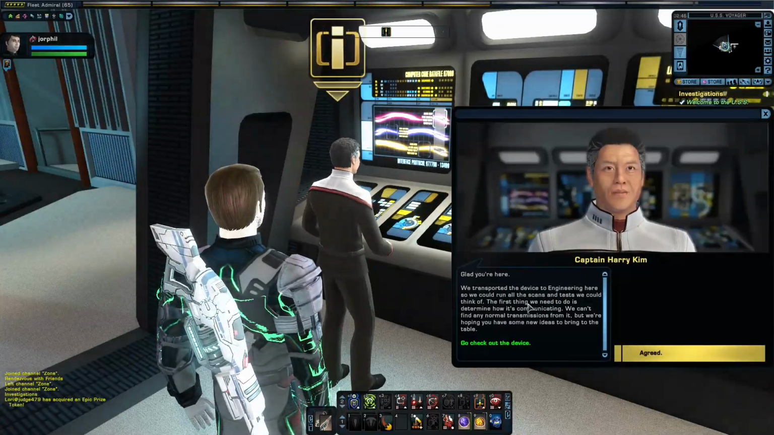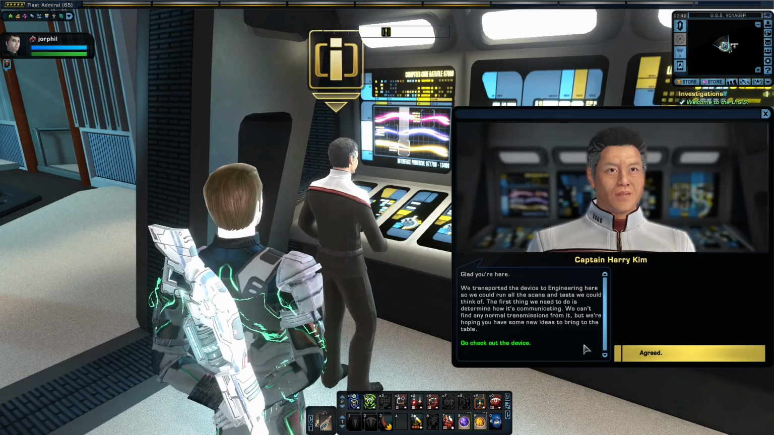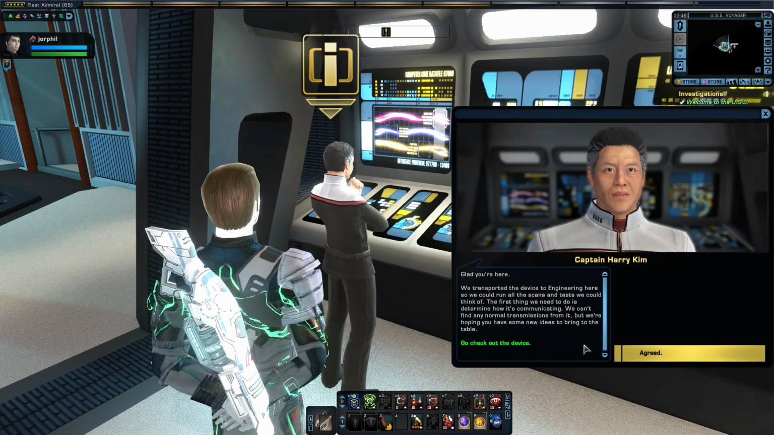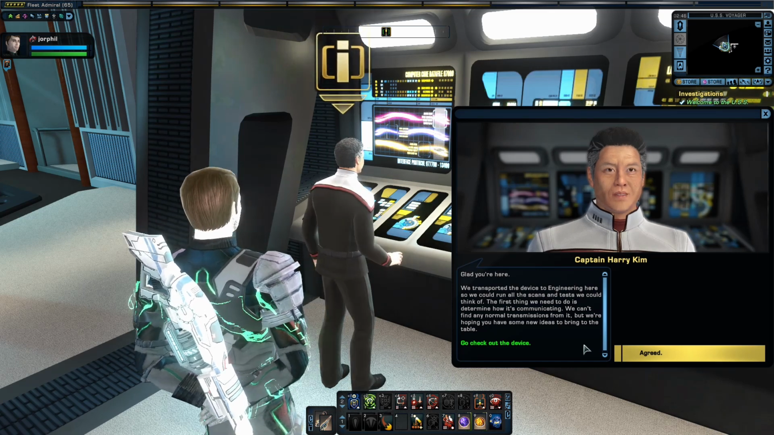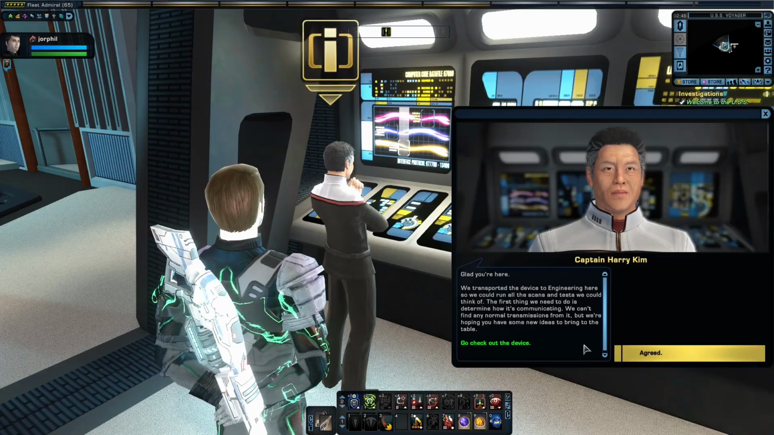Glad you're here. We transported the device to engineering here so we could run all the scans and tests we could think of. The first thing we need to do is determine how it's communicating. We can't find any normal transmissions from it, but we're hoping you have some new ideas to bring to the table.